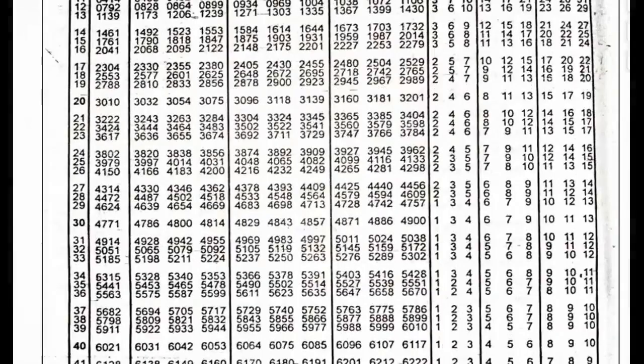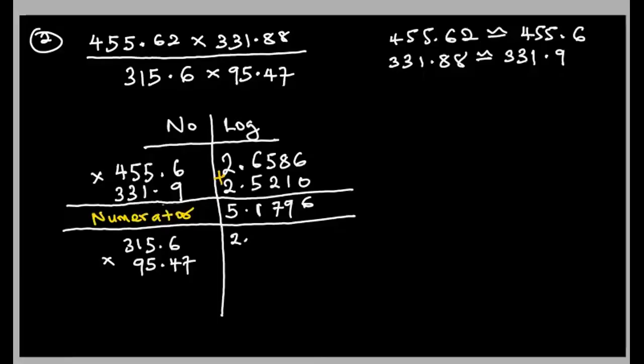From the log table, 31 under 5. 1, 2, 3, 4, 5. Yes, 31 under 5 difference 6 is 4983. Now difference of 6 is 8. So when you add these values, you have 4991. Also for here, 95.47, the whole number is 95.